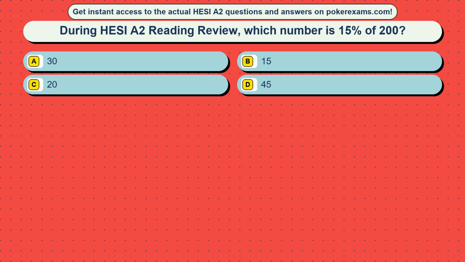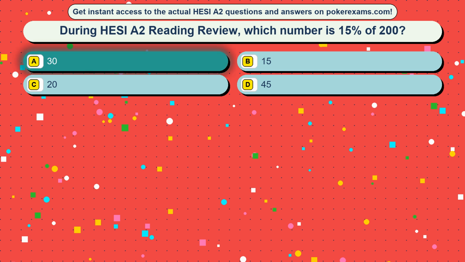Question 21. During HESI A2 reading review, which number is 15% of 200? Option A, 30. Option B, 15. Option C, 20. Option D, 45. The correct answer is option A, 30.